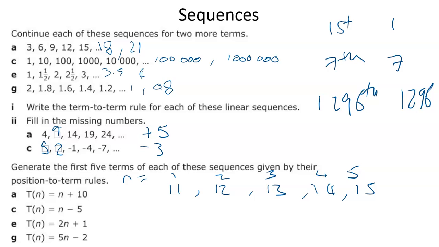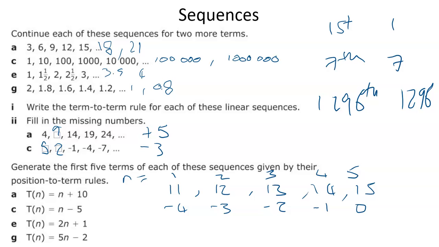Same thing here. Term 1 is 1 take 5, minus 4. 2 take 5, minus 3. I think I might have said minus 4 there. 2 take 5, 3 take 5, 4 take 5, and 5 take 5. Just like that.